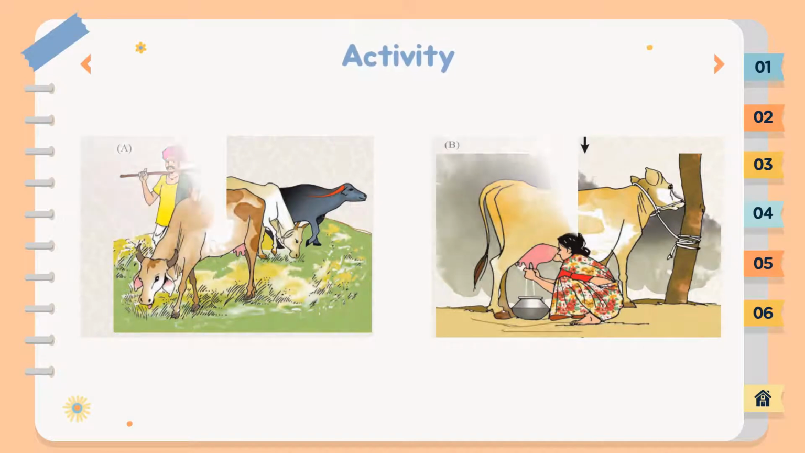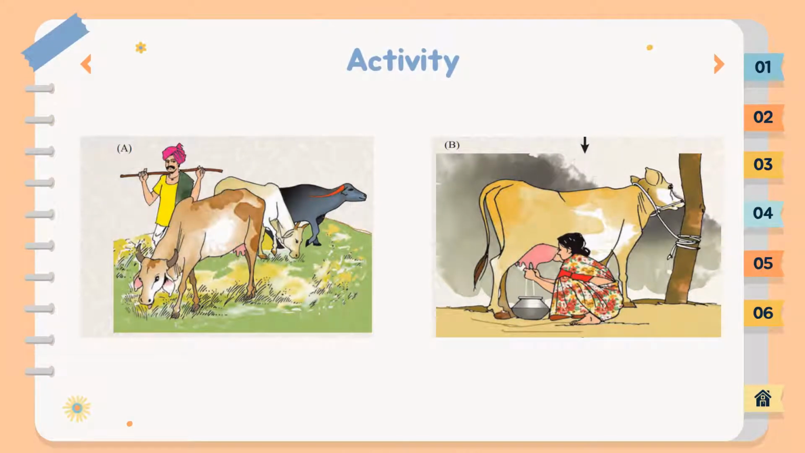Now let us do a quick activity and see if you can answer these questions. Firstly, what are the cows and buffaloes in picture A doing? The animals, that is the cows and the buffaloes, are grazing in the pasture. Now what does pasture mean? Pasture basically means a land covered with grass and other low plants.